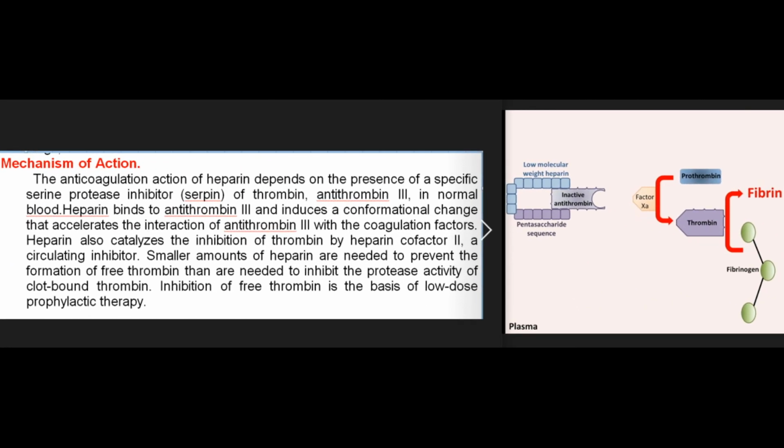Mechanism of action. The anticoagulation action of heparin depends on the presence of a specific serine protease inhibitor, SERPIN, of thrombin, antithrombin III, in normal blood. Heparin binds to antithrombin III and induces a conformational change that accelerates the interaction of antithrombin III with the coagulation factors. Heparin also catalyzes the inhibition of thrombin by heparin cofactor II, a circulating inhibitor. Smaller amounts of heparin are needed to prevent the formation of free thrombin than are needed to inhibit the protease activity of clot-bound thrombin. Inhibition of free thrombin is the basis of low-dose prophylactic therapy.